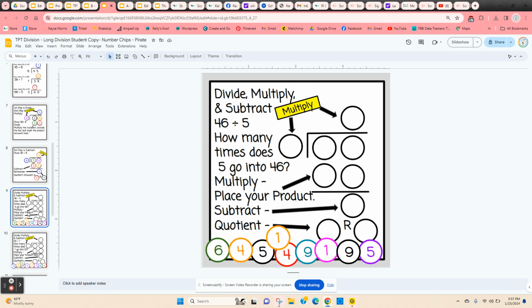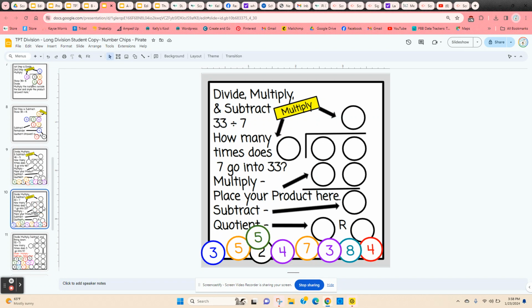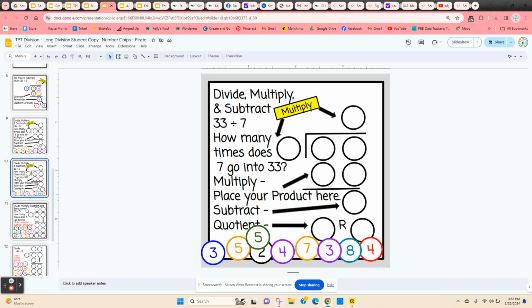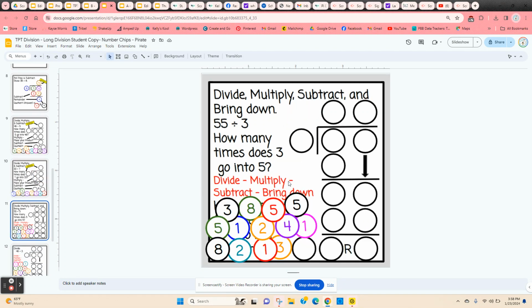Okay, so each slide gets a little bit more difficult. They're going to do the same thing here they did on the last slide with a different problem. A little bit more practice. And on this one, they have a number to bring down. So again, you can see they're going to use every single number. So if they get to the end and the numbers aren't working, they need to go back and check again.